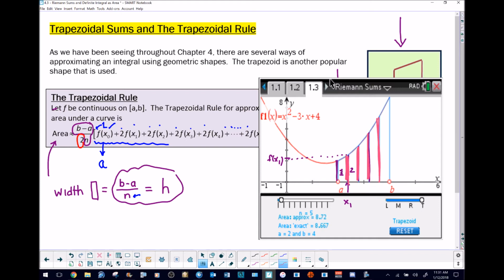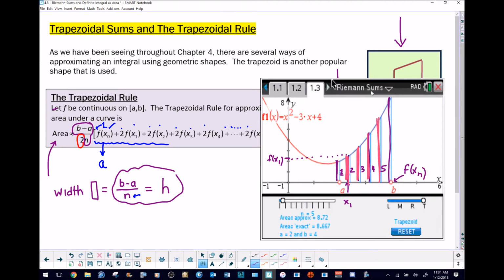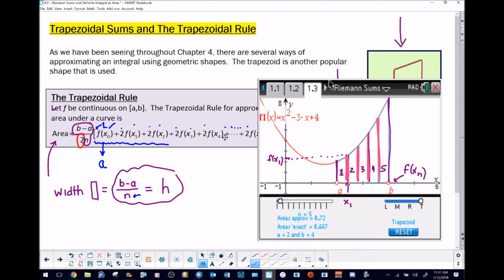But when we get to the end of this particular drawing with trapezoid number 5, this right side is going to be our f of x sub n. Remember, we said that b is the same as x sub n. We said that a moment ago. But underneath this, we said that b was x sub n, and we will only use it one time. So hopefully that makes sense.